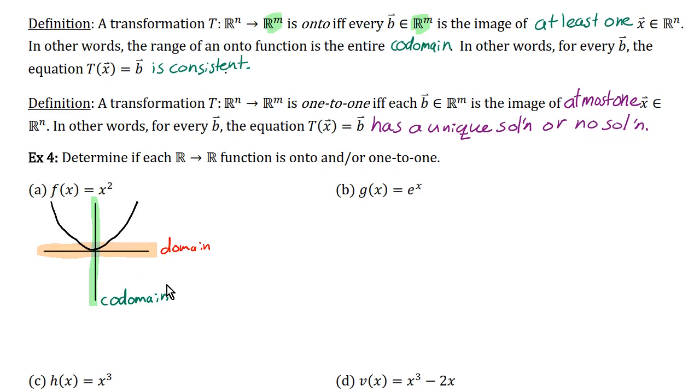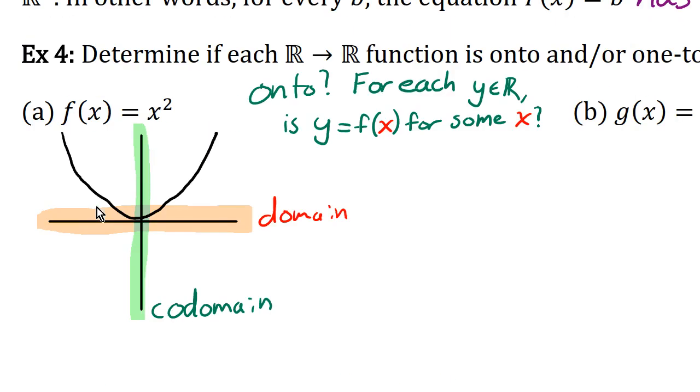So let's check if it is onto first. If it's onto, then that would mean that everything we pick in the codomain, every y coordinate, is the result of doing x squared for some x. So for every y in the codomain, is y equal to f of x for some x in the domain? And the answer is no.